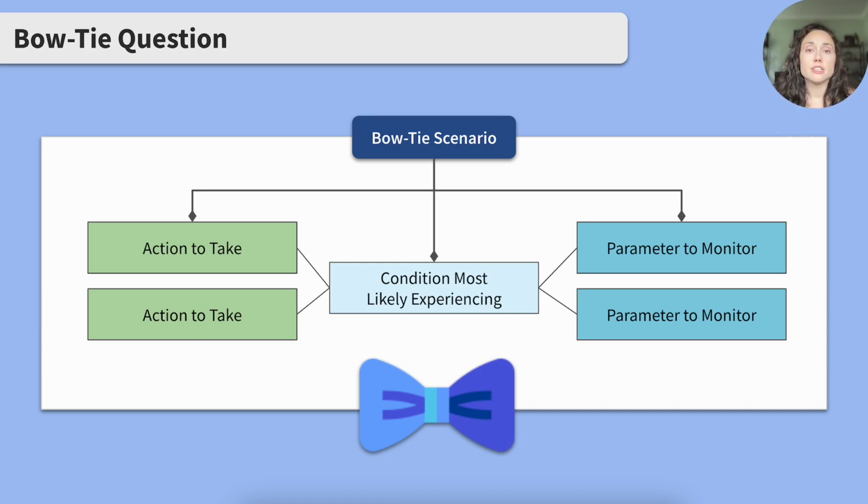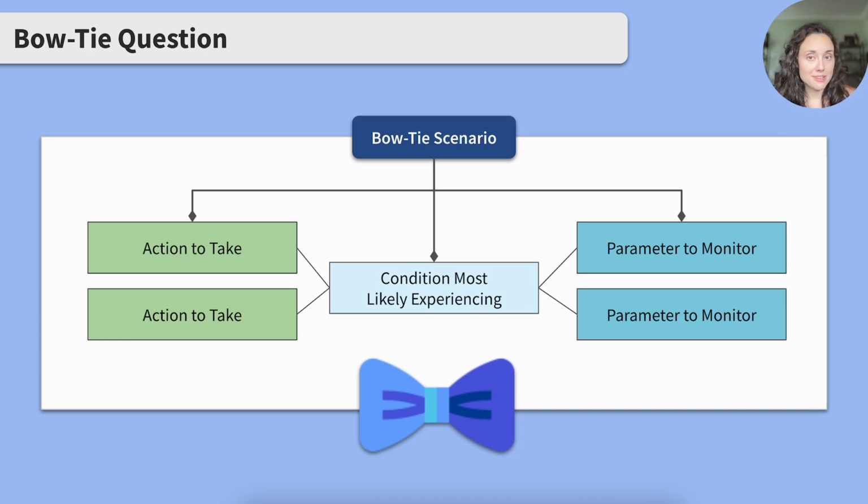First, the condition most likely experiencing target box. It falls in the center column of the bow tie. This is where you'll identify the primary issue. Second, the actions to take target box. It falls on the left column. This is where you'll list actions to address the primary issue. Third, the parameters to monitor target box. It falls on the right column. This is where you'll list actions that'll monitor and evaluate the actions you've taken.